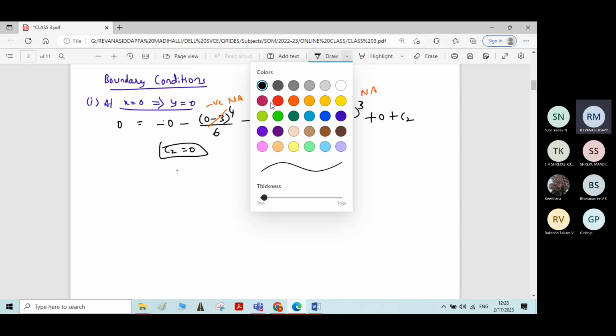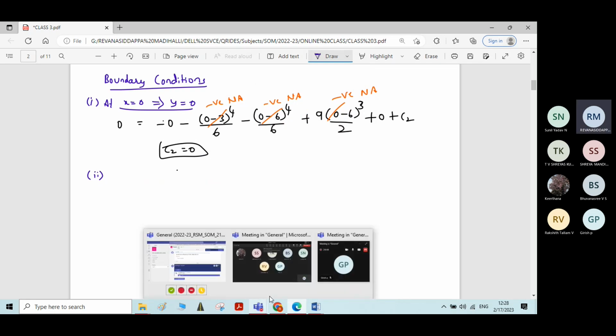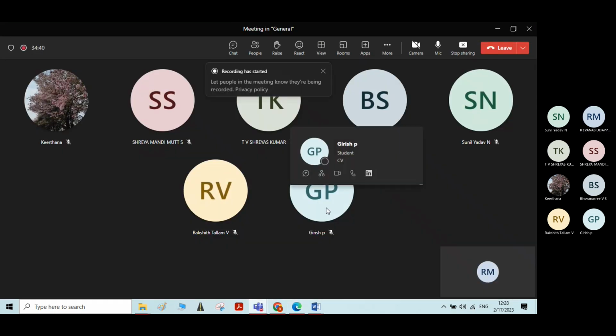Now go for the second boundary condition. Are you following, students? Are you following? Yes or no? Priya?